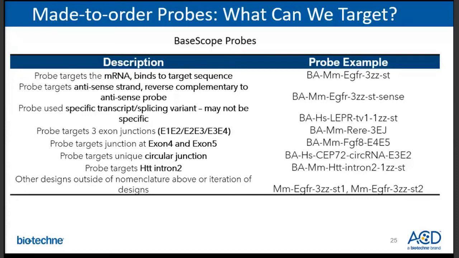But all of these examples are essentially ways for us to target and provide specific detection for your gene or transcript of interest. If you're interested in maybe transcript variant 1 or transcript variant 2, we can target those, but we'll definitely confirm them before you order them to make sure that they're targeting exactly what you're expecting for your experimental approach.